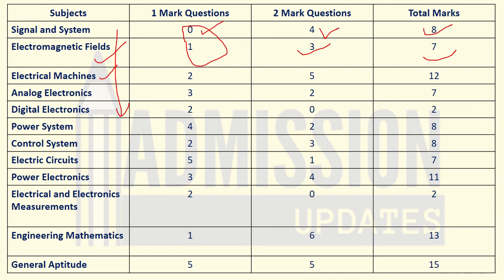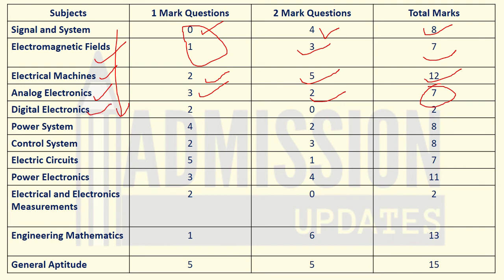Then electrical machine, 2 questions of 1 mark were asked, then 5 questions of 2 marks were asked, and the total weightage of the chapter was 12 marks. Then analog electronics, 3 questions of 1 mark were asked, then 2 questions of 2 marks were asked, and with this the total weightage of the chapter was 7 marks.